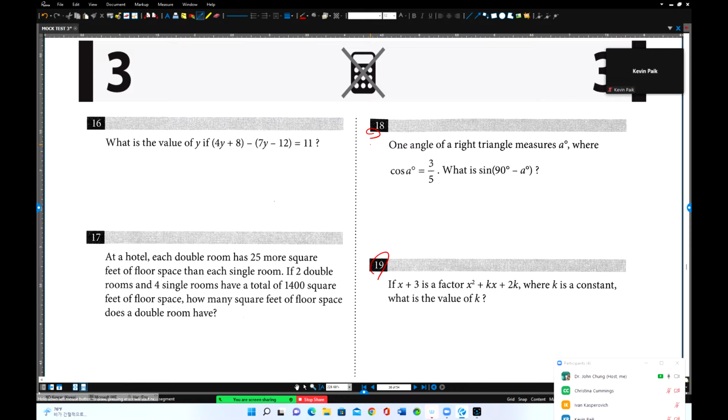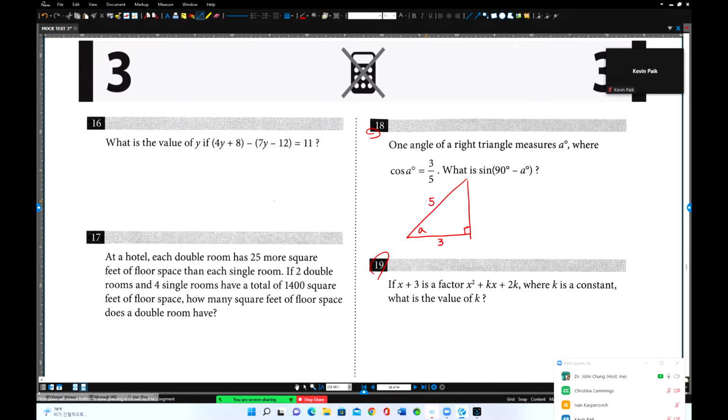Right triangle. One of the acute angles is A, and cosine value of A is 3 over 5. Maybe you can draw this one. This is angle A, this is the right angle. Cosine A is 3 over 5. You know the cosine, right? Adjacent over hypotenuse. So this is 3, this is 5. You can assign the numbers there.